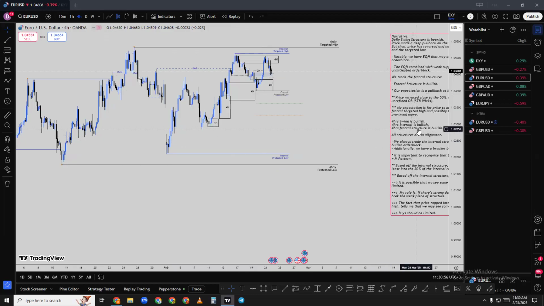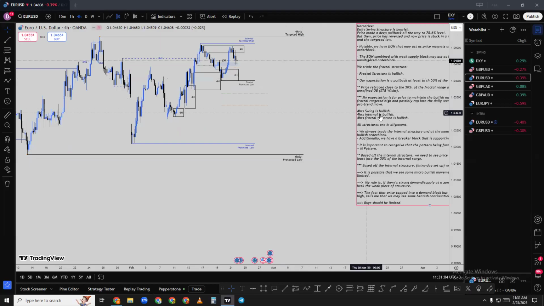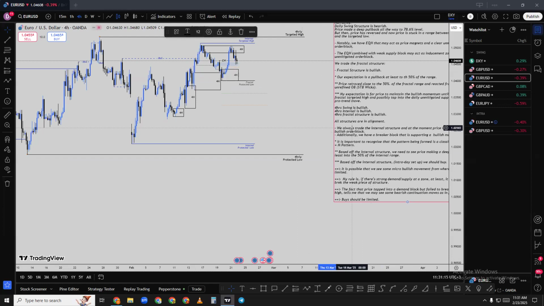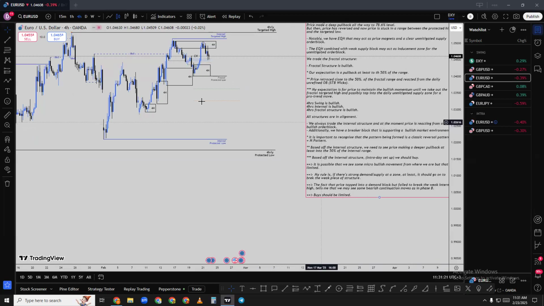Now do not pay so much attention to the fractal structure. I just want you to pay attention to the internal structure and the swing structure. But the internal structure for me kind of is the structure that I trade. So now all the structures are in alignment, and we should always trade the internal structure. And at the moment, price is reacting from a bullish order block.